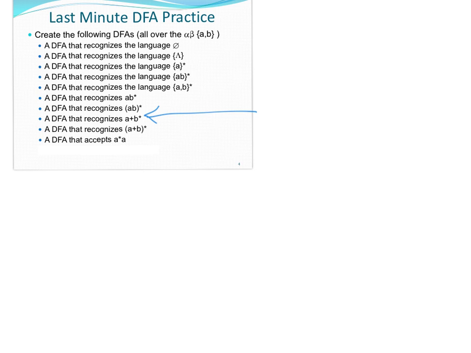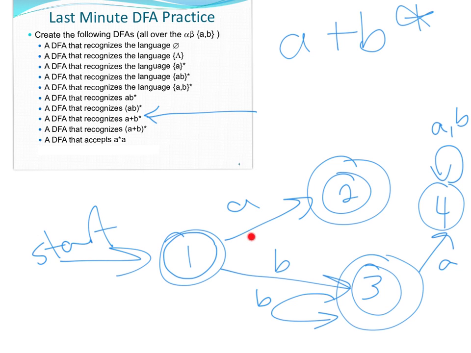And if I got to state 2, because I saw that A, and then I see anything else, this says just one A, so if I see any A's or B's I need to reject. So I need to go in there. And I think we have an out transition for every letter. Is that true? Looks like it. So that's A plus B star.